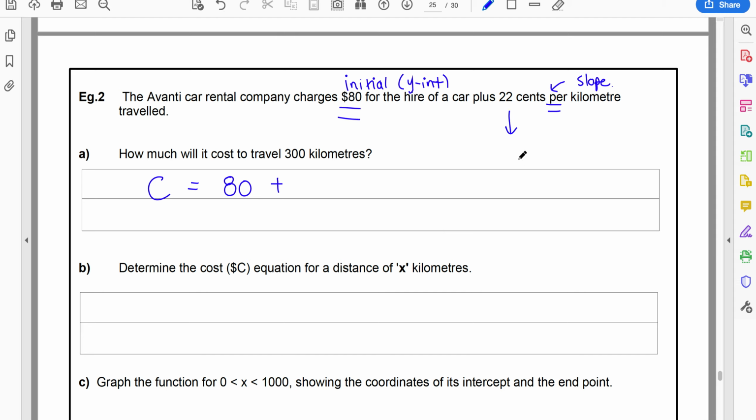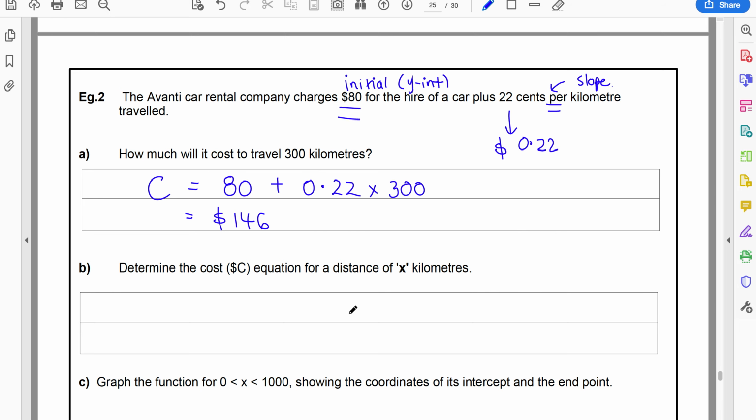Now, if you're working with something in dollars and cents, straight away you want to convert to the same unit of currency. So I'll change both to dollars. And so we're going to go 22 cents for every kilometre. So that here has to be multiplied by 300 if we're going to go 300 kilometres. Now, you can do that on your calculator if you like. We should get $146.